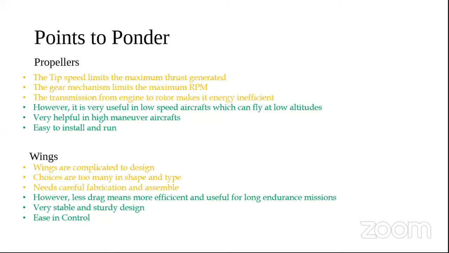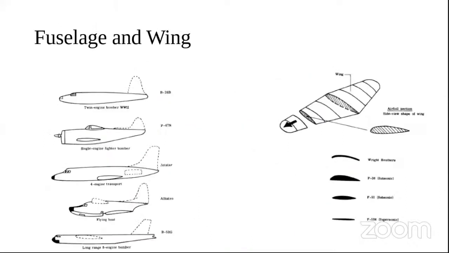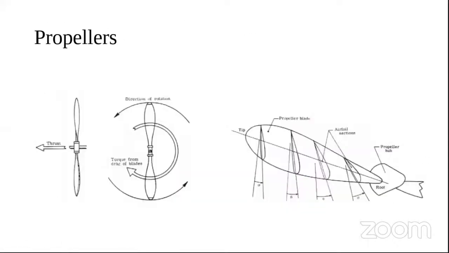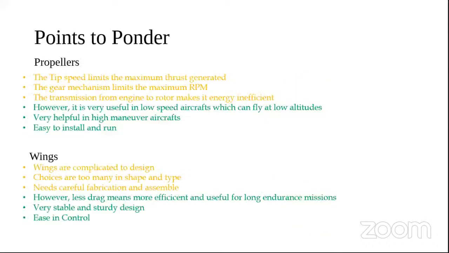And then again, we have too many shapes and choices for airfoil and wing. It makes it extremely tiresome to choose one. And it needs careful fabrication and assembly. The reason is mainly that when you assemble a wing, if you notice the figure on the right-hand side, the size is changing. If it is a rectangular wing, it won't change, but most of the time you're not going to use a rectangular wing, right? Because of this, you need to carefully fabricate all the sections, and then you need a proper arrangement to hold everything. So this makes the wing design a little bit complicated.